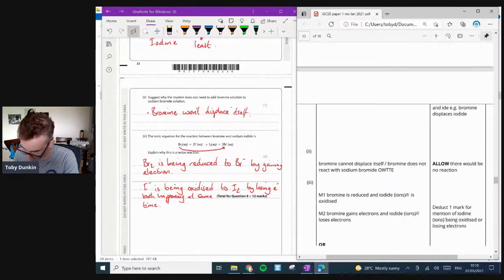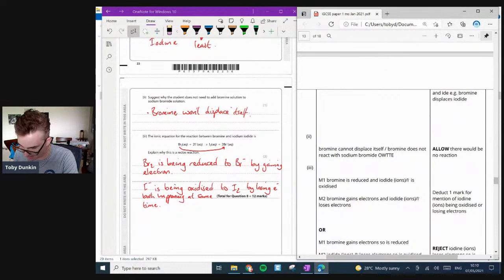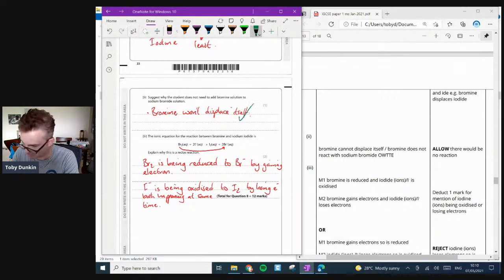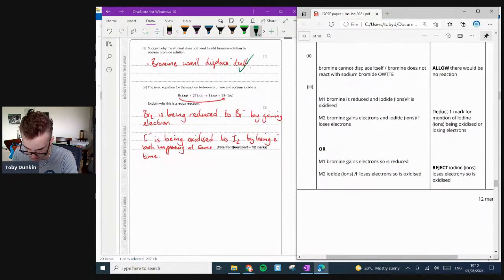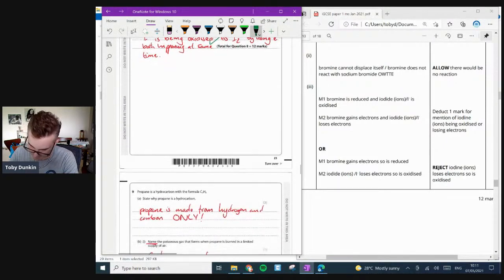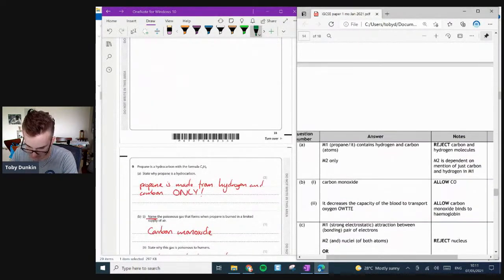Next, bromine does not react with sodium bromide, cannot displace itself. Bromine is being reduced and iodide is being oxidized, gaining and losing electrons. Didn't need to say that they both happen at the same time.